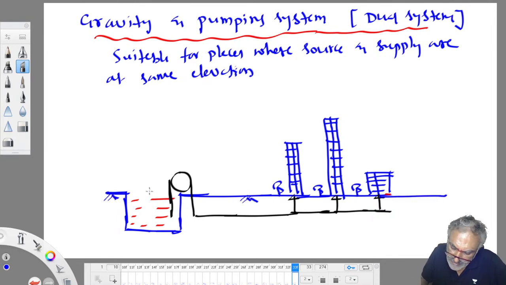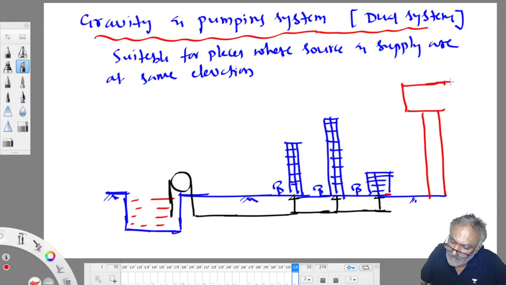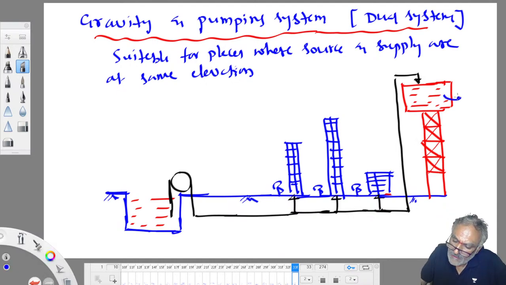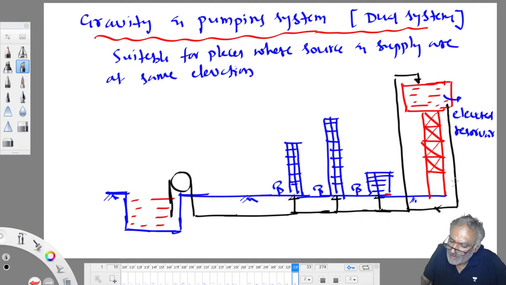This is the ground. A reservoir at the highest elevation is constructed. Here also we store water. So sometimes we also pump water into the reservoir. Water will be going there. This is the elevated reservoir, we call it a distribution reservoir. So as and when necessity arises, we also draw water from the reservoir and supply is made to the public. So sometimes water goes into the reservoir, sometimes water is drawn from the reservoir.